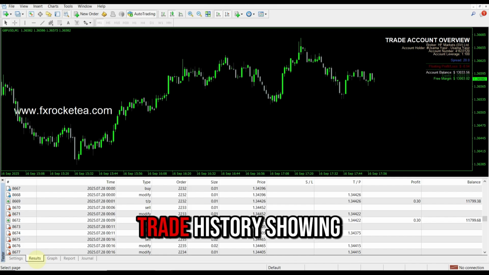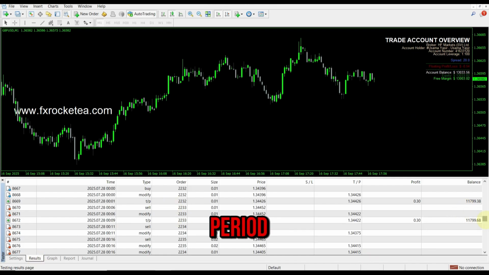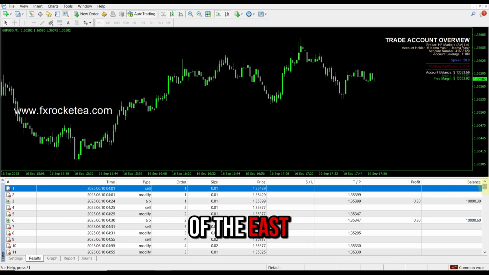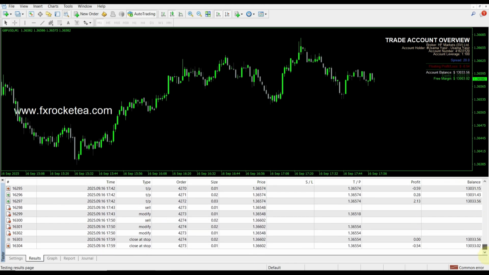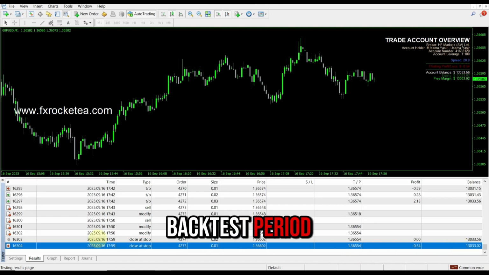Here's the detailed trade history, showing each position the EA executed over the selected period. The first trade opened on the 6th of October 2025, marking the beginning of the EA's performance cycle. The last trade closed on the 16th of September 2025, successfully completing the backtest period.